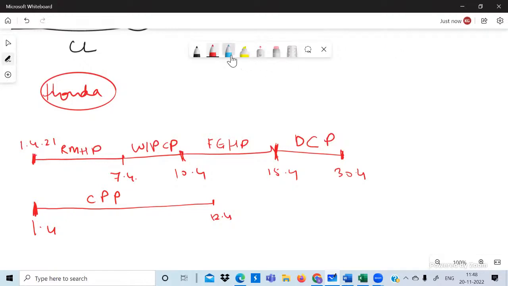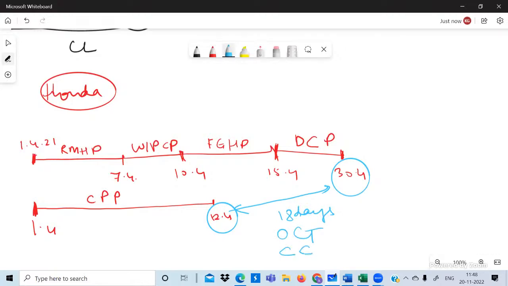So when is the money going out of your pocket? Money is going out of your pocket on 12th of April. When is the money coming in? Money is coming back on 30th of April. This time gap of 18 days, when the money is going out and the money is coming in, is known as operating cycle time or cash conversion cycle. So money goes out of the pocket on 12th April. It comes back to you on 30th of April. So these 18 days are known as operating cycle time or cash conversion cycle.